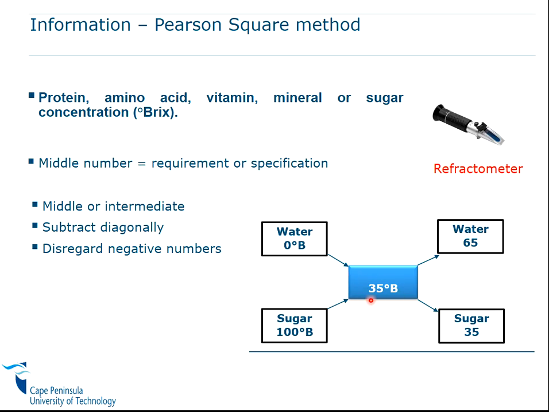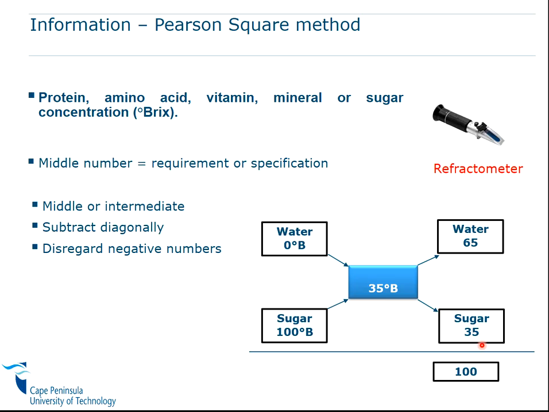Secondly, please note that what we have on the left hand side is water, and we have units which is degree Brix. Same applies with the specification. However, when you come to this side, we do not have units, we call these parts. So in this case, you will have 65 parts of water mixed with 65 parts of sugar. That will give us a total of a solution that has got 100 parts.